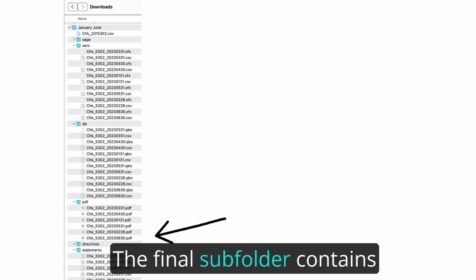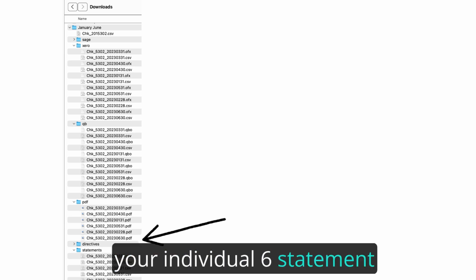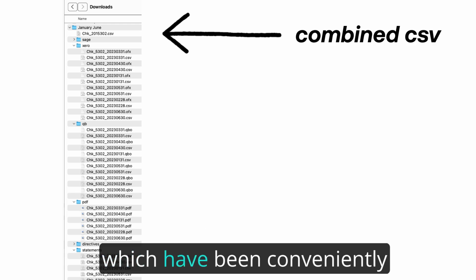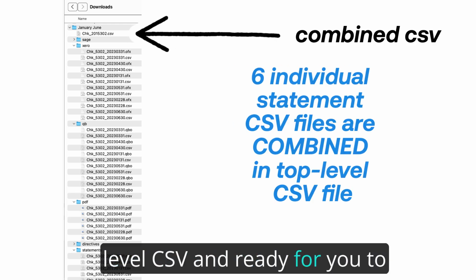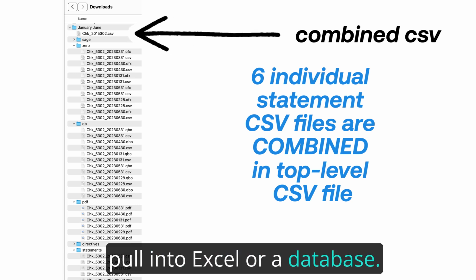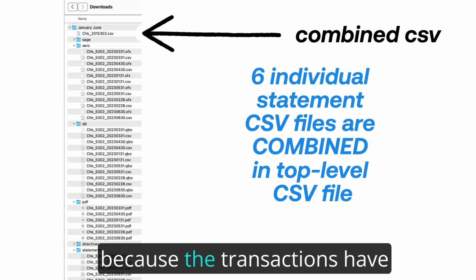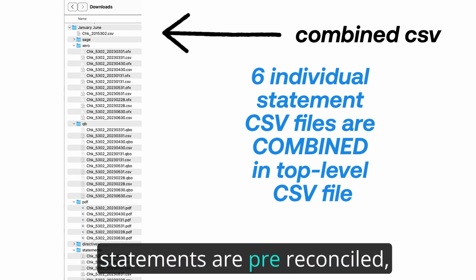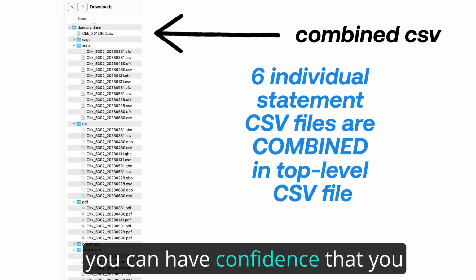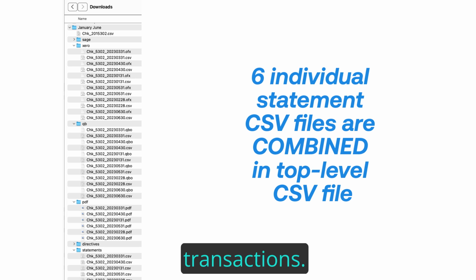The final subfolder contains your individual 6-statement CSV files, which have been conveniently combined for you in the top-level CSV and ready for you to pull into Excel or a database. And remember, because the transactions have unique fit ID hashtags and the statements are pre-reconciled, you can have confidence that you are not missing or duplicating transactions.